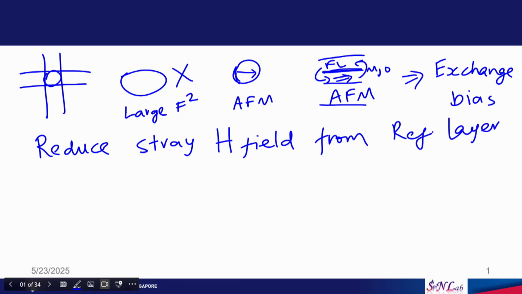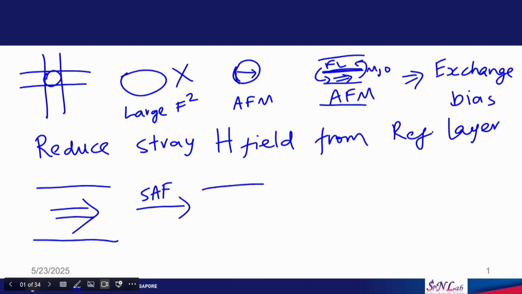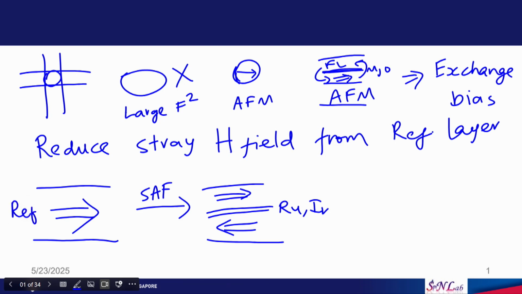Okay, so, for that purpose, instead of having one reference layer, we split this into a synthetic antiferromagnetic structure, where by inserting a thin layer of ruthenium we can achieve a configuration like this. So, instead of one ferromagnetic layer, now let us say we have two ferromagnetic layers separated by ruthenium, we have anti-parallel coupling.